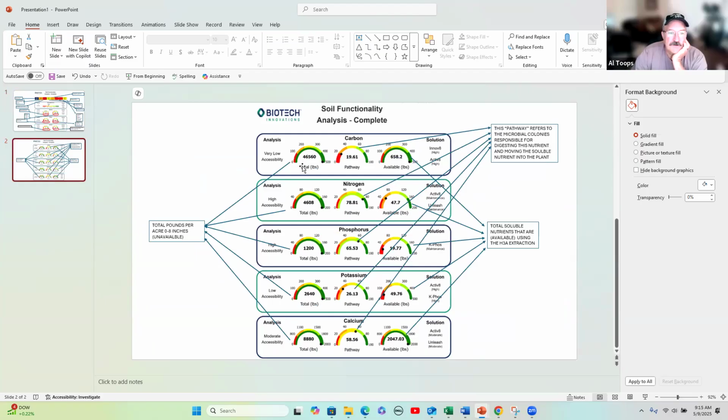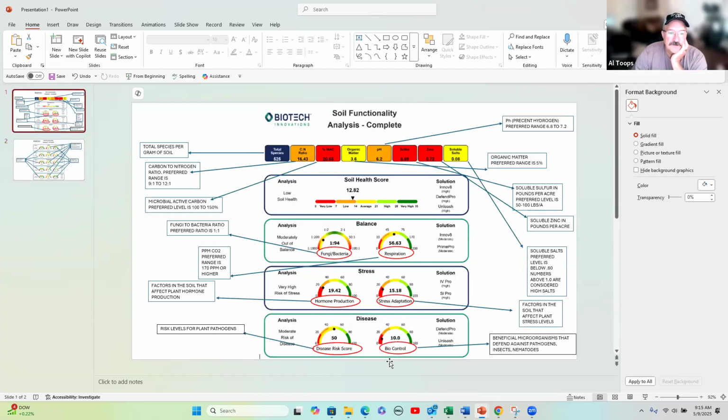Yeah, I show you that these are unavailable nutrients. These are the pathways, like I just explained, and then what the total soluble nutrients are. So I'll send this to you too, and Joe, I'll send this out as well. Yeah, copy me on that. That'd be great.